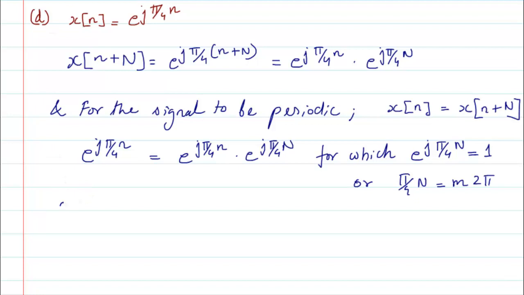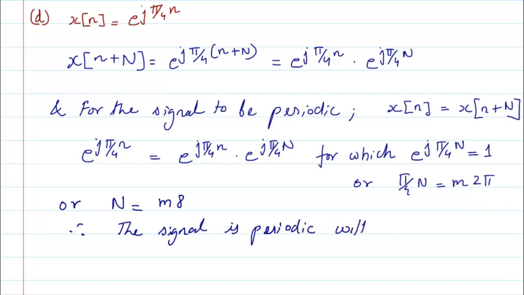from where I will get capital N is going to be equal to m into 8. So what is the value of m? Any value of m. And what is the lowest value of m? The lowest value is going to be 1. Therefore the signal is periodic with capital N equal to 1 into 8, 8.